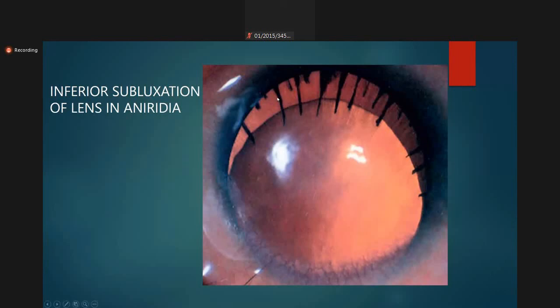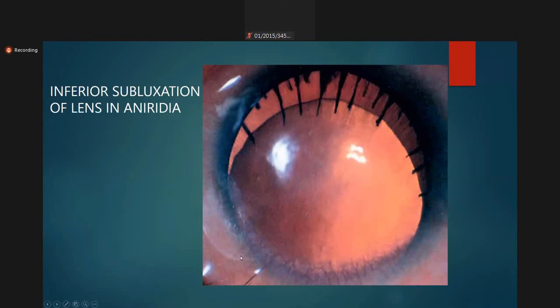This figure is not very clear, but you can see this is iris. These are zonules, a very magnified view, and this is the lens periphery. You can see the lens periphery in the dilated pupil. So this is inferior subluxation, and you can see the iris is very small. Why is it small? Absence of the iris tissue. Aniridia means absence of the iris tissue.